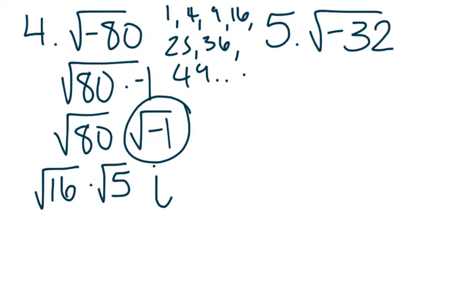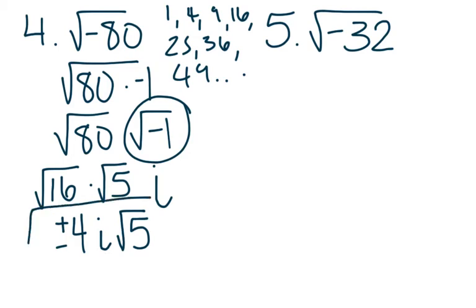So I rewrote the square root of 80 as the square root of 16 times the square root of 5. Now I know that the square root of 16 is 4, and anytime I take a radical, it's plus and minus. The square root of 5 is a prime number, so it's going to stay the square root of 5. And then i is going to be in the middle, because the i goes behind a whole number but in front of a radical. It's just kind of like grammar for math. That's just how it's written.